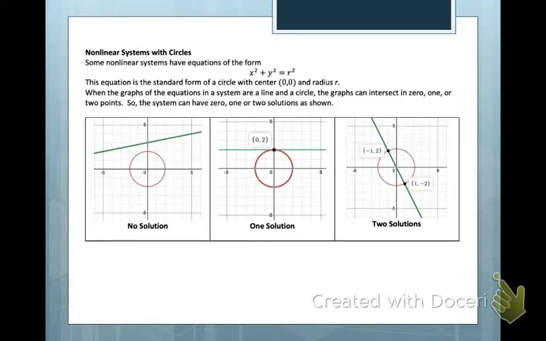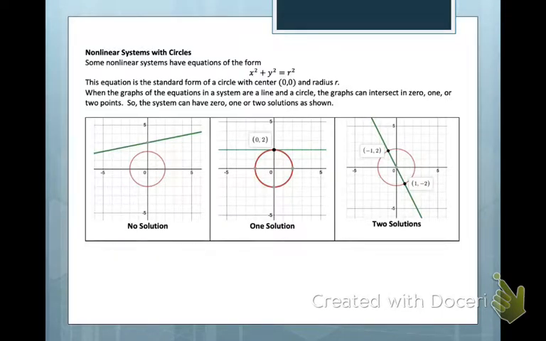Now, sometimes we can have nonlinear systems with circles. A circle has an equation in the form x squared plus y squared equals r squared. This is the equation of a circle in standard form. The center is (0, 0), and the radius is r.